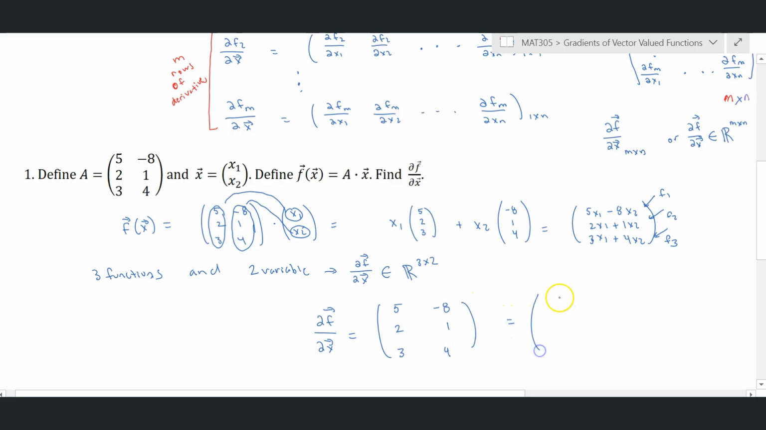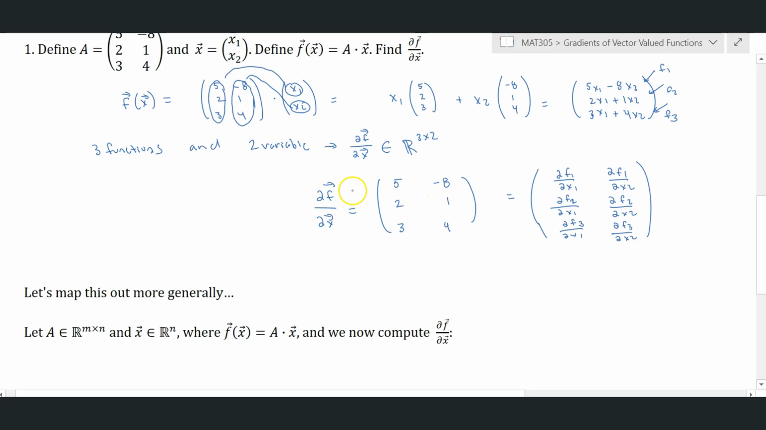So once again, just notice that this is the partial of f1 with respect to x1, partial of f1 with respect to x2, partial of f2 with respect to x1, partial of f2 with respect to x2, finally partial of f3 with respect to x1, and partial of f3 with respect to x2. And there we go. That is a direct application of working with vector-valued functions and computing their gradients.